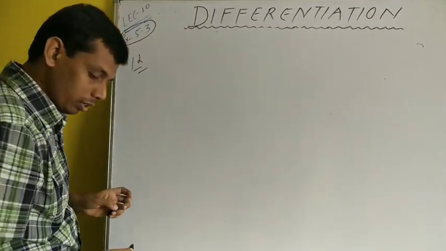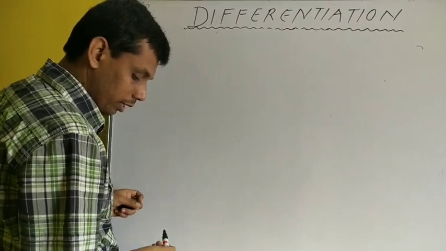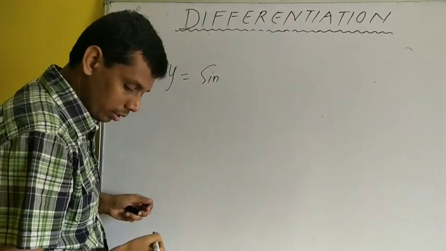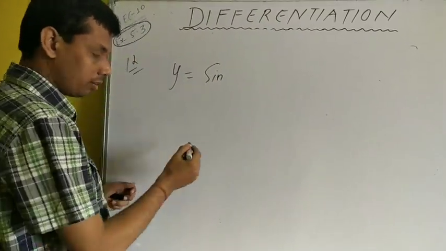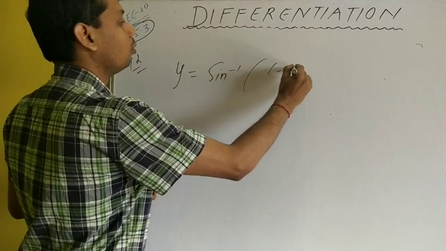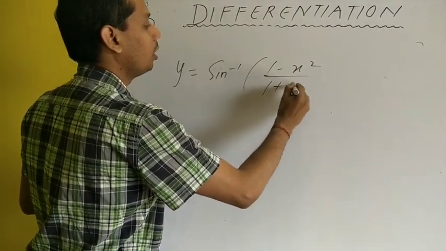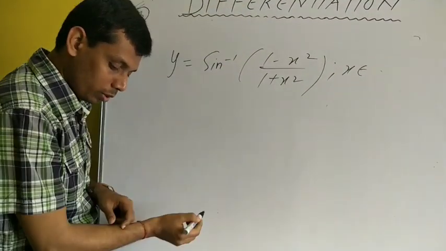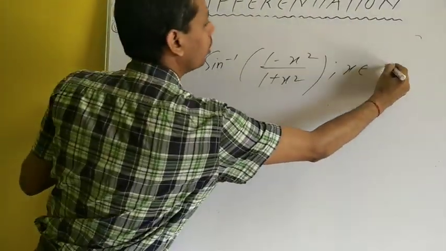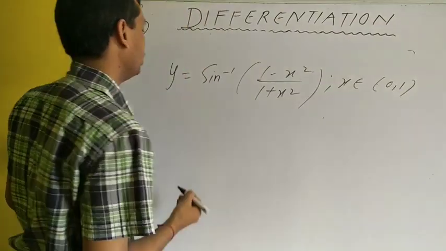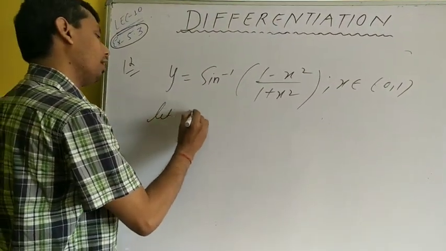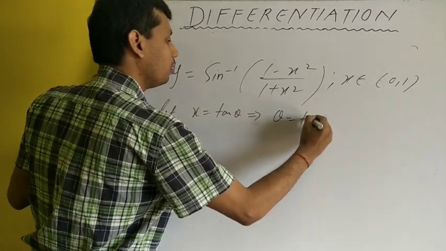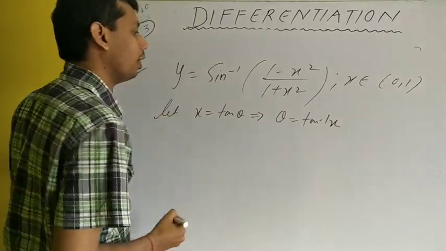In question number 12, it is given that y is equal to sine inverse of (1 minus x square) upon (1 plus x square), where x belongs to the open interval (0, 1). Now let x equal tan theta. This implies that theta is equal to tan inverse x.